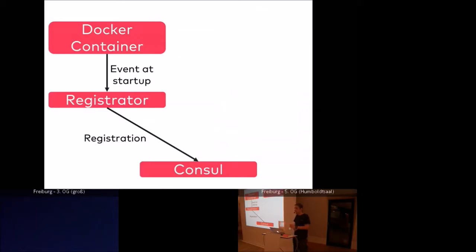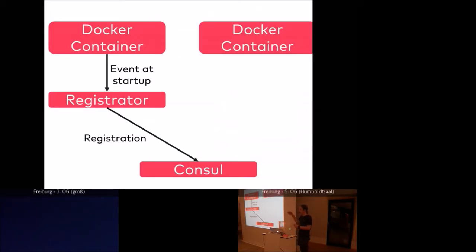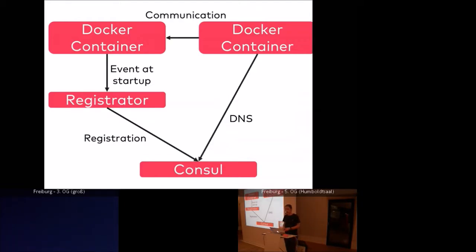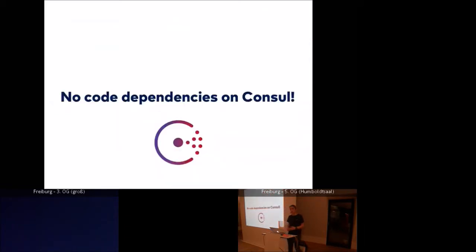So if the other Docker container wants to talk to the first Docker container, it would do a DNS lookup on console and then talk to that other Docker container. And again, we don't have any code dependencies, it's just a DNS lookup. We just have to plug in the Docker DNS into the container so that the host resolution works. So in this case, we don't have any code dependencies on console.